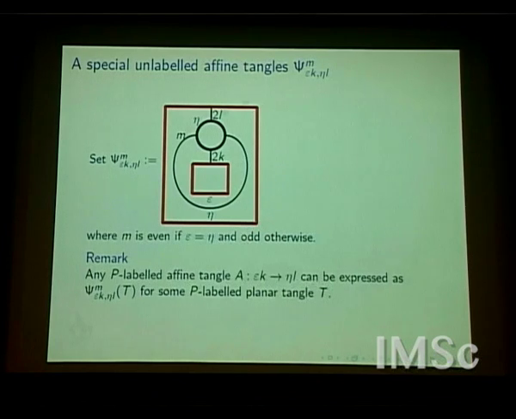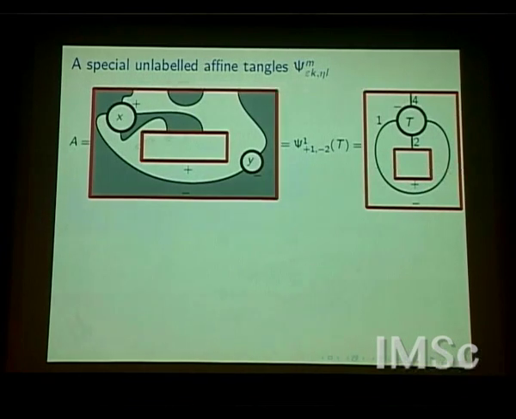And the remark why this is important is because any P-labeled affine tangle A can be expressed as this unlabeled tangle acting on T, where T is any P-labeled planar tangle. So, inside this one you put a tangle T and it will give back your A. So, how is this done? Let us take the example which I was describing.